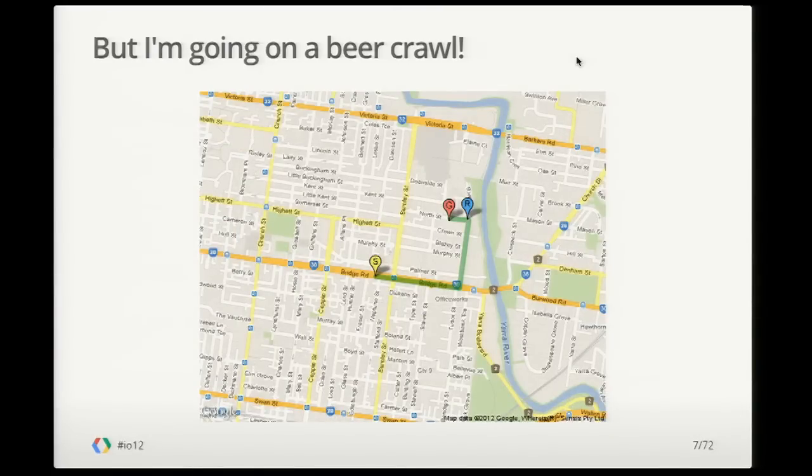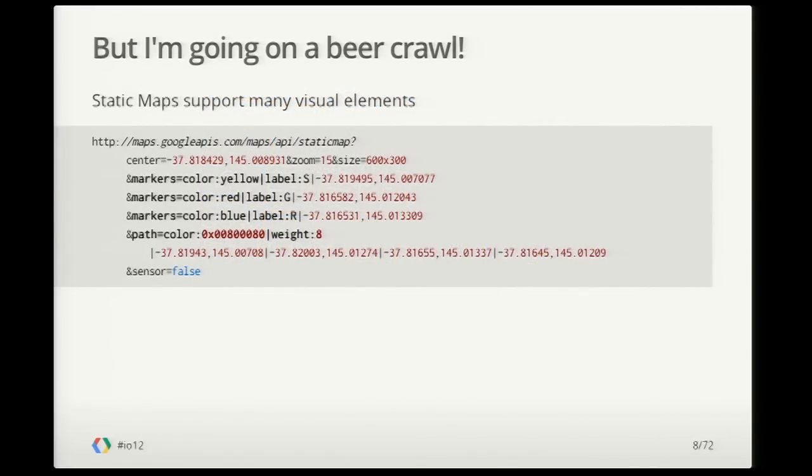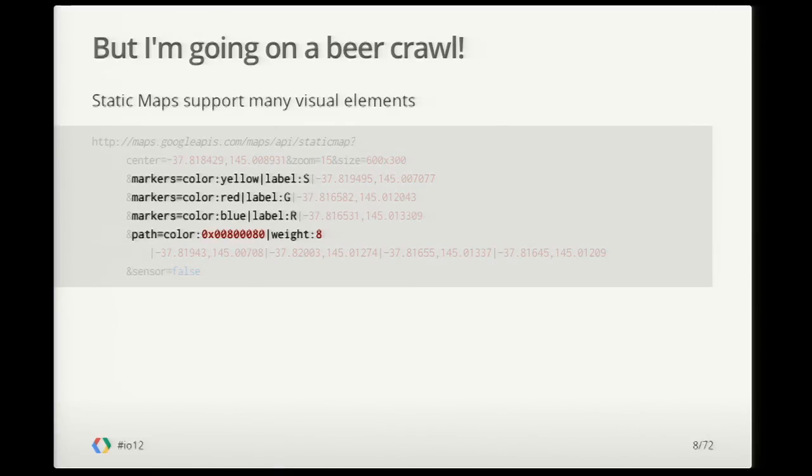It actually has a lot of visual elements that you can add to the map. So in this case, you can see we've got different colored markers with different labels on them, and we've got a polyline showing the path that you can take to go to all three of these great beer places in Melbourne. So to do this, it's really simple. The key parts here, we've got the three different markers with the different colors and the different labels, and we've got the path, which sets the route we're going to take.